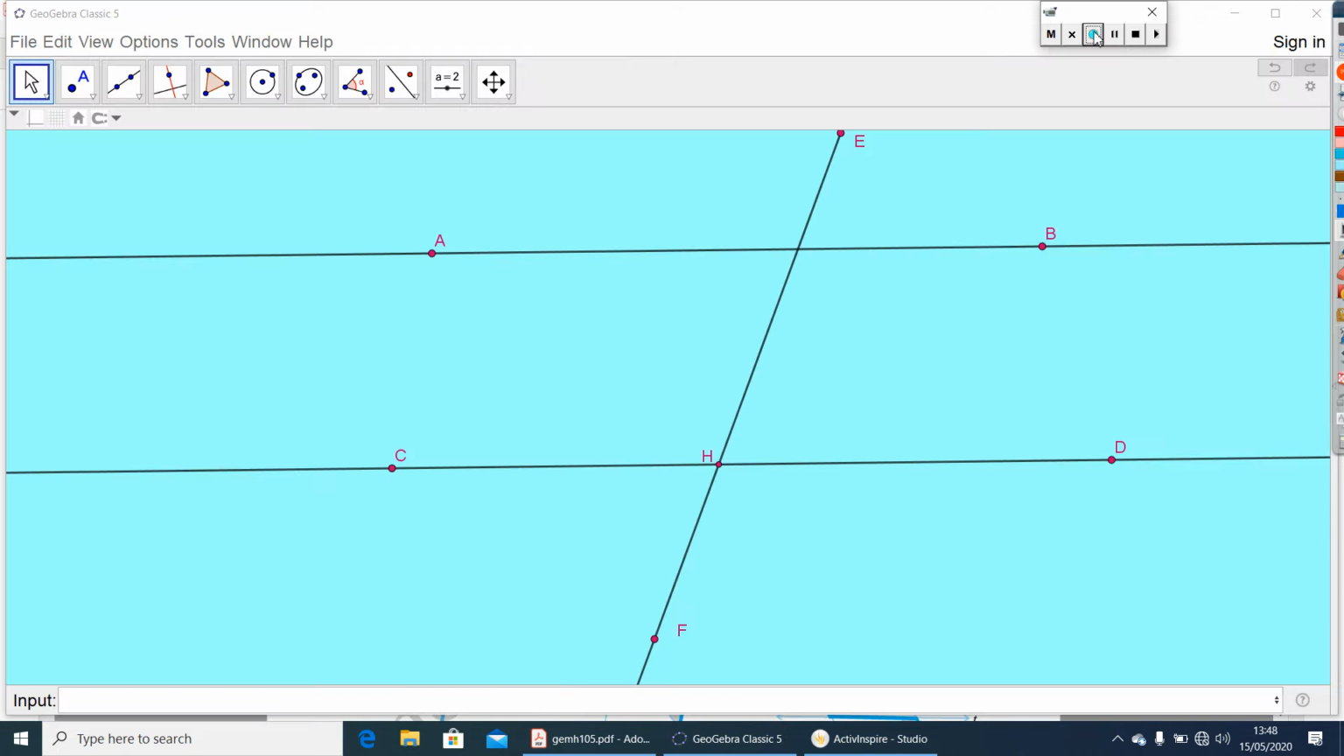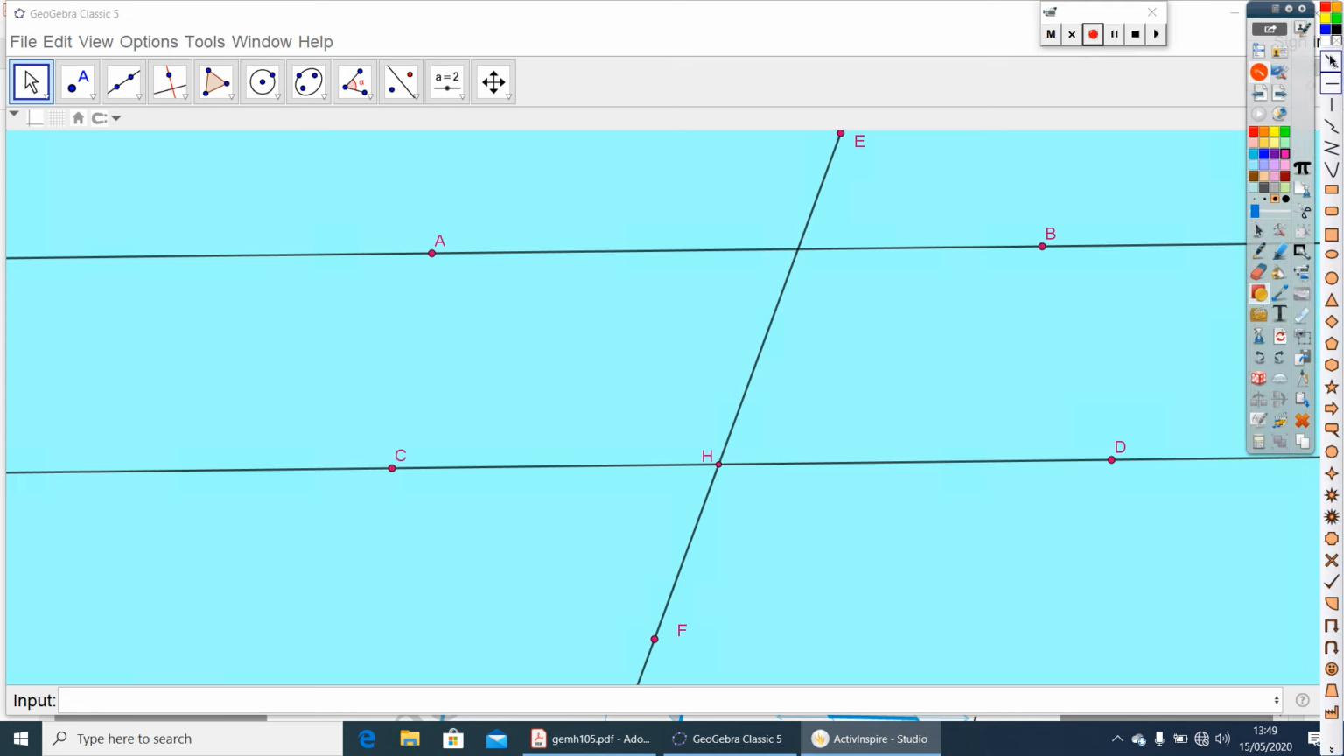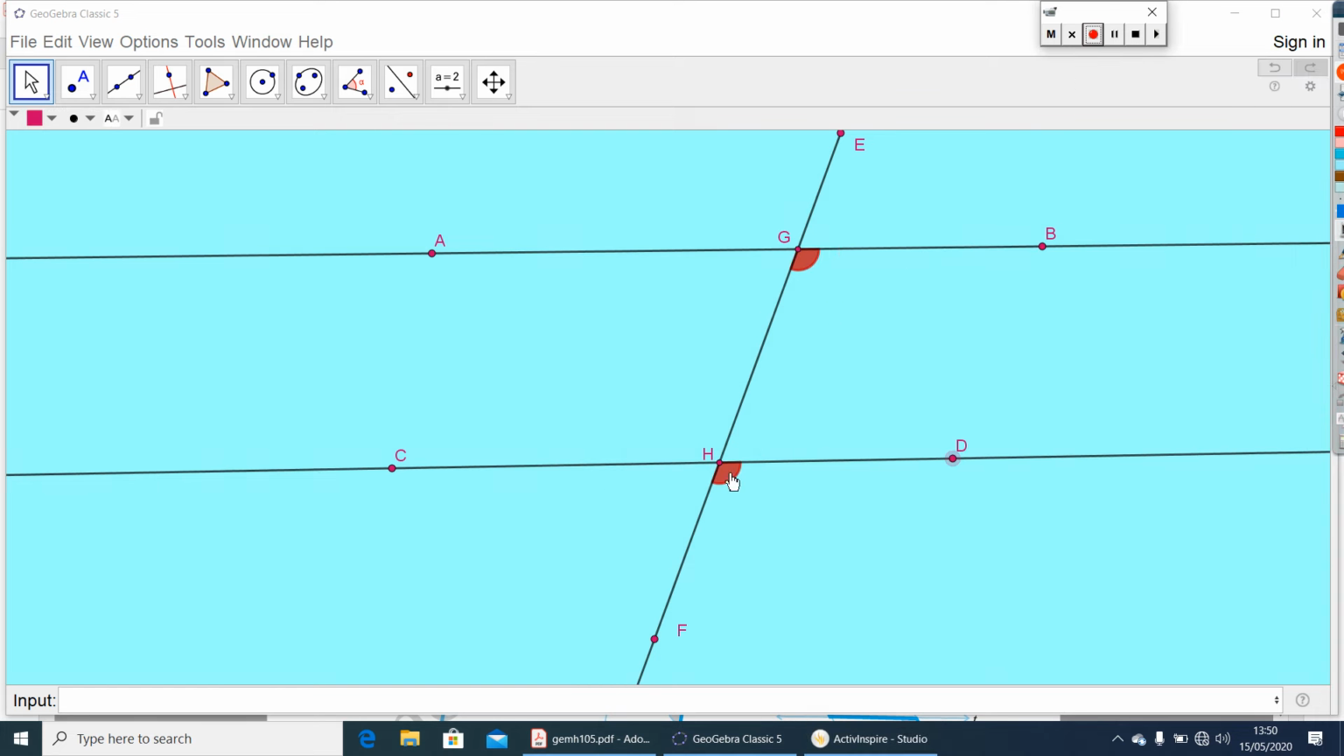Now you can easily identify the corresponding angles, interior angles on the same side of the transversal, or alternate interior angles. Let us see how. Now if you draw the corresponding angles here, let me mark the corresponding angle first. Here are the corresponding angles. Now let me join all these.